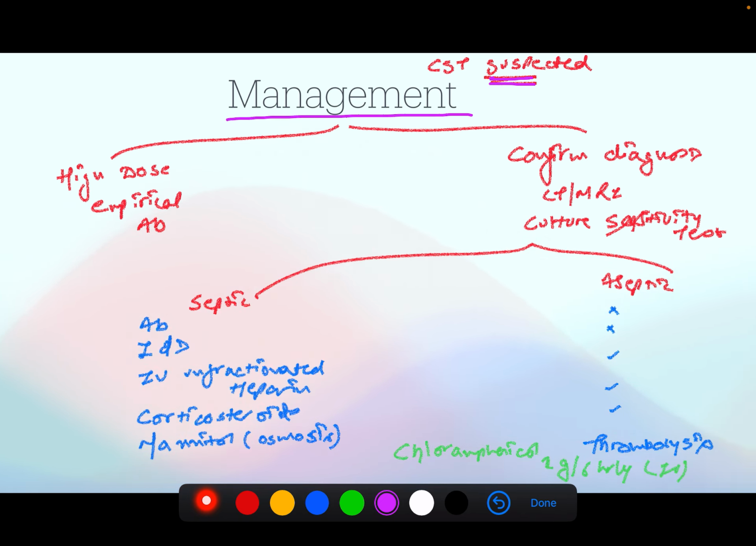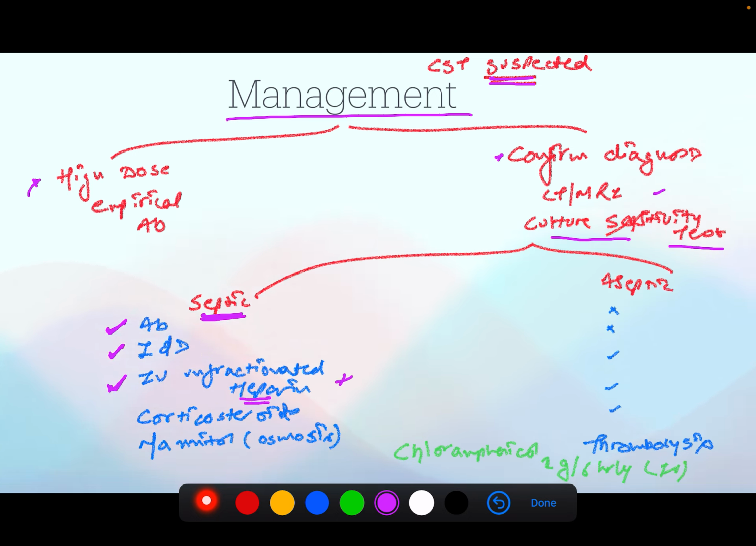Now coming, when you have suspected cavernous sinus thrombosis in a patient, we go ahead for the management. First we give the high dose empirical antibiotic, and then we confirm the diagnosis using CT or MRI, and we go ahead with culture sensitivity test. So if the foci is septic, we give antibiotic therapy, incision and drainage, IV unfractionated heparin.